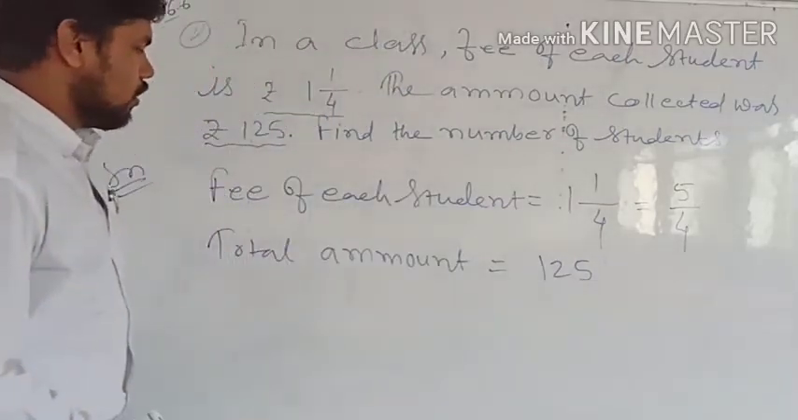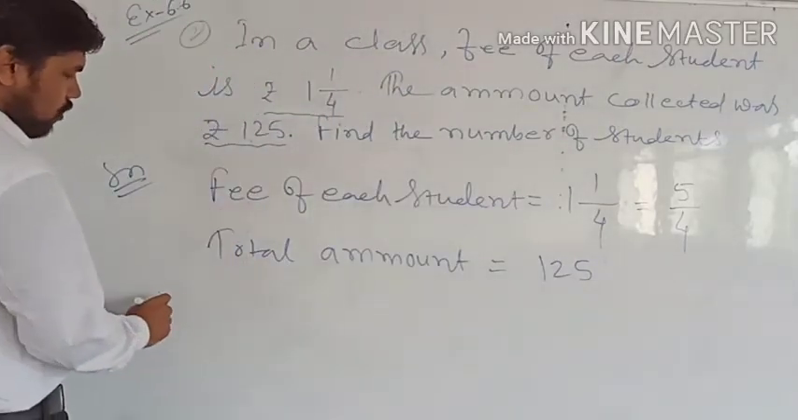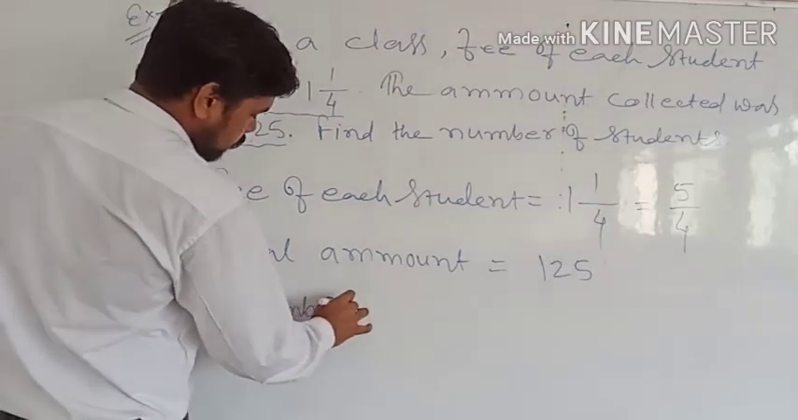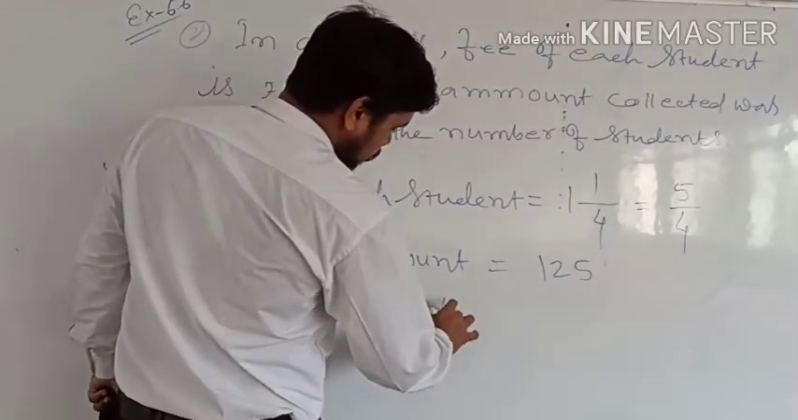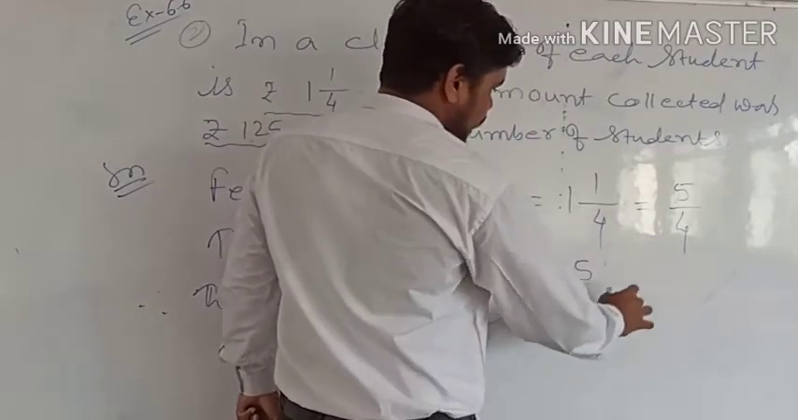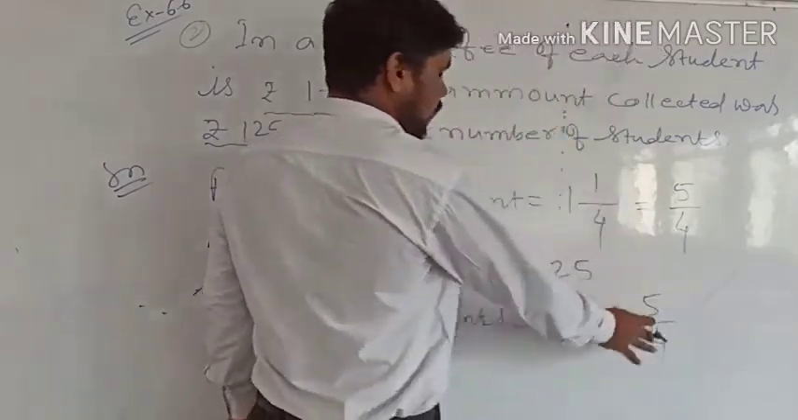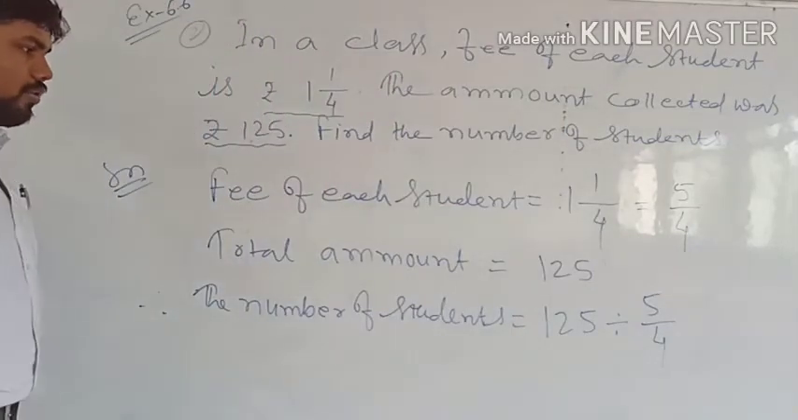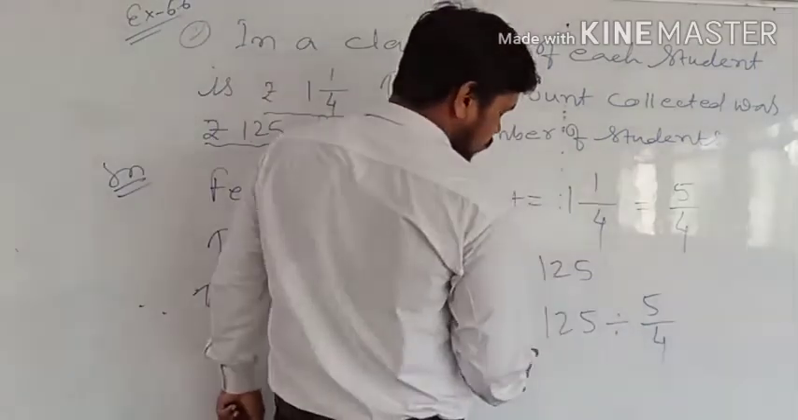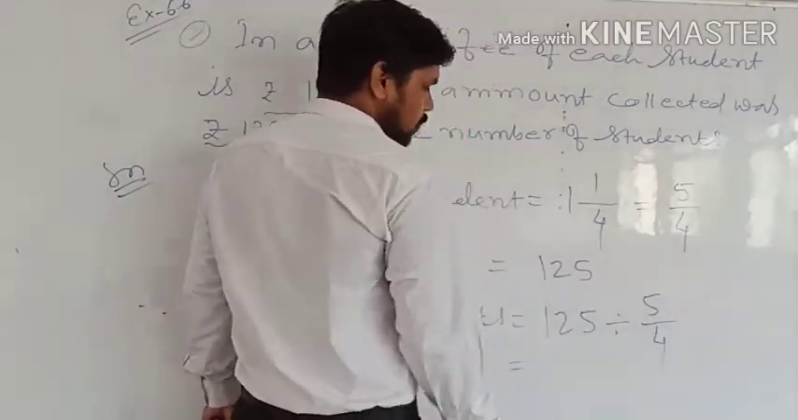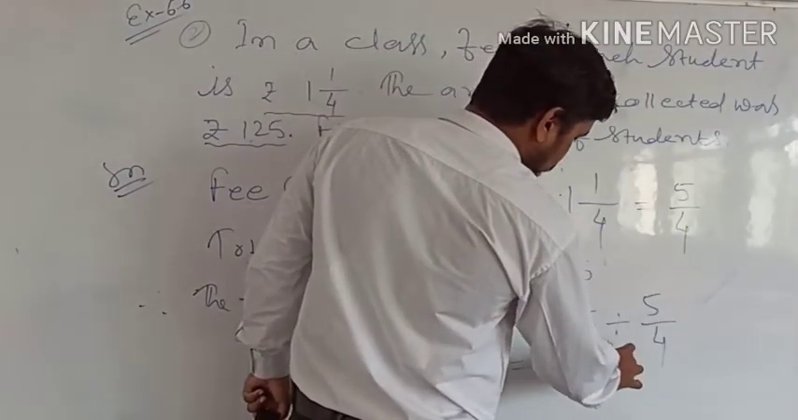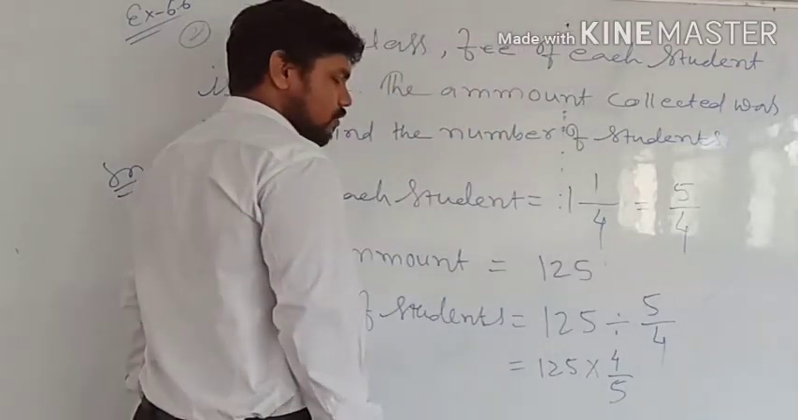So now if you want to find out the number of students, therefore the number of students is equal to 125 divided by 5/4, the amount which is given to each student. If you divide this, you can convert this into the reciprocal and use the multiplication sign. So 125 multiplied by 4/5. The reciprocal of 5/4 is 4/5.